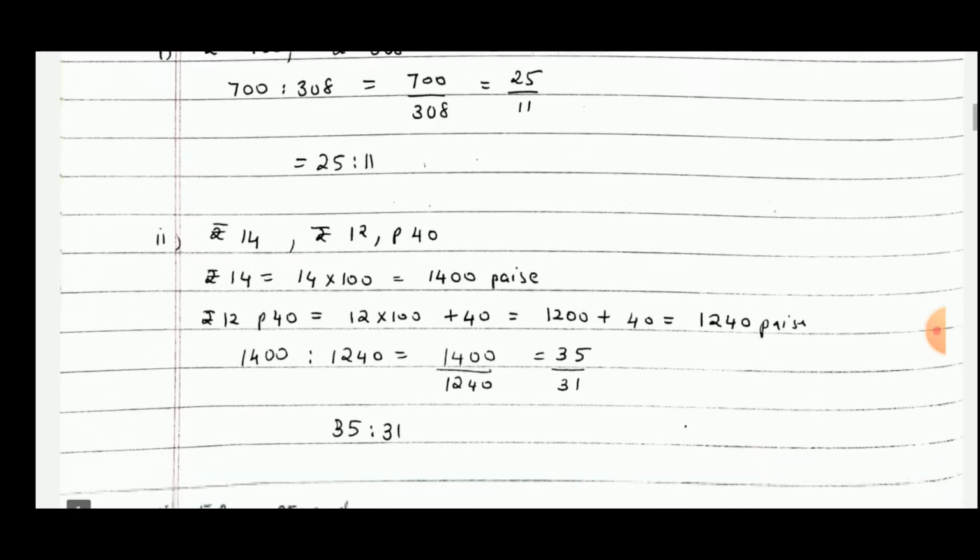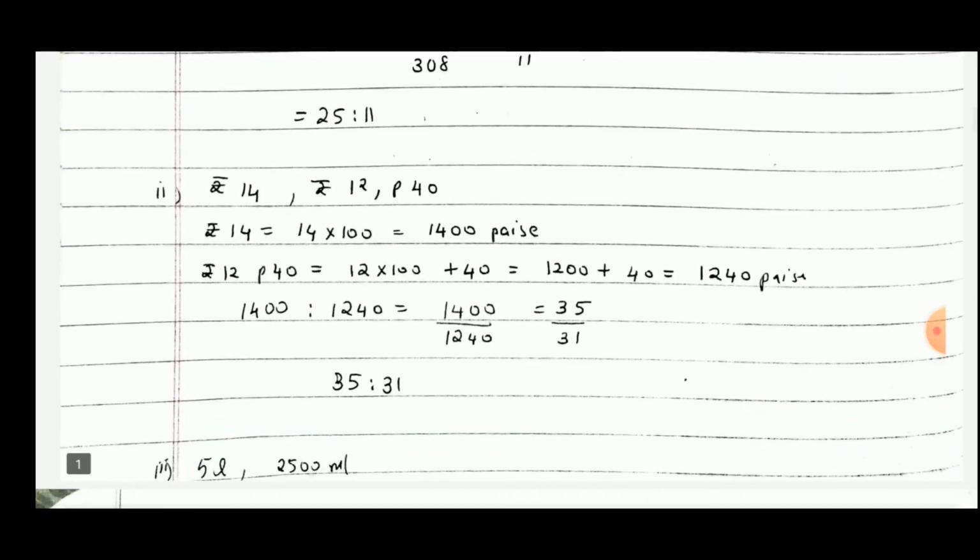Then rupees 14 and rupees 12 and paise 40. So rupees 14, you convert it into paise. 14 into 100 is 1400 paise. And rupees 12 and 40 paise, 12 rupees you convert into paise. 12 into 100 is 1200 plus 40. So that is 1240 paise. So 1400 upon 1240, that is 35 upon 31.